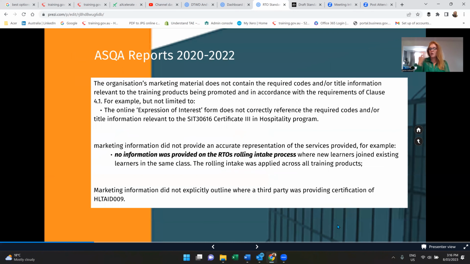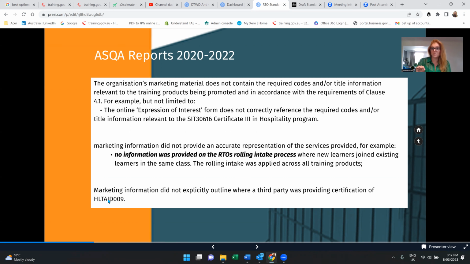All right, examples of non-compliances from recent audit reports. So the organization's marketing material did not contain the required codes and titles. For example, if you're offering a Cert 3 in hospitality, you've actually got to break down all the units that are within that, okay? Marketing information did not provide an accurate representation of the services provided. For example, it was a rolling intake course and there was no information provided that it was a rolling intake course. Marketing information did not explicitly outline that a third party was going to provide certification for the first aid. Okay, so all of those are things that you need to provide the student.